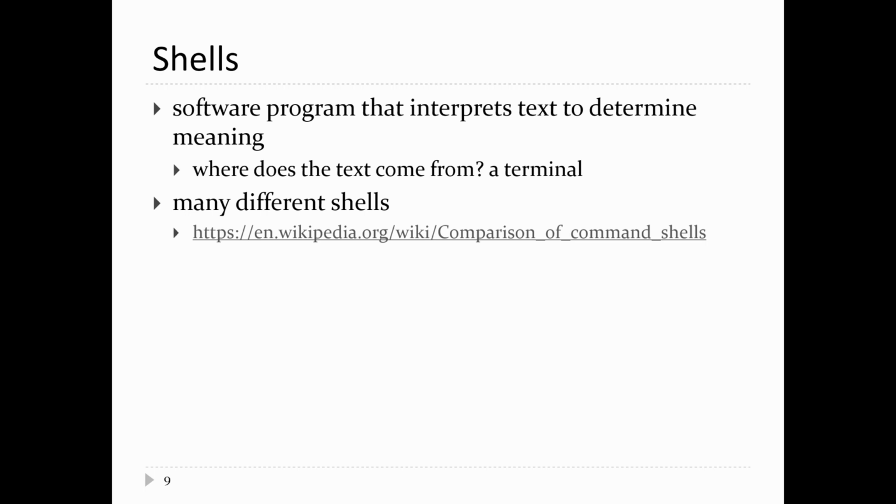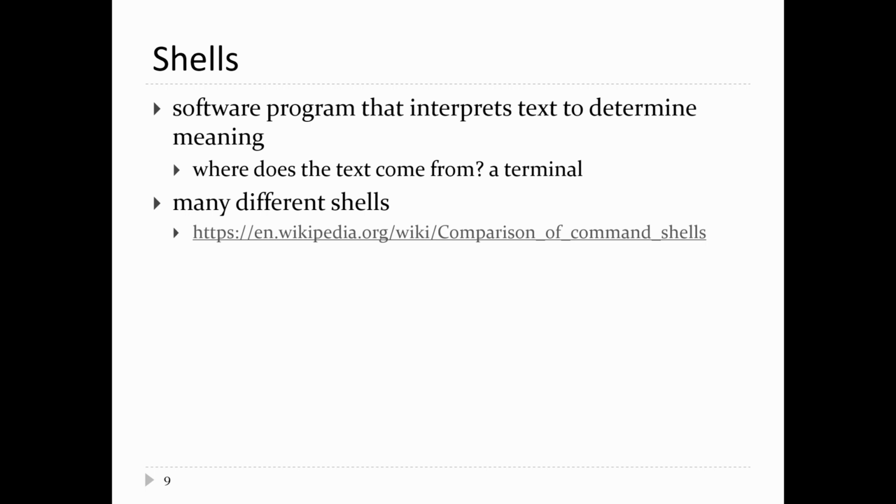So when I type something into my terminal and press enter, it's the shell that gets the terminal output, so the ls, and tries to interpret that as a command. So it interprets text. Where is the text coming from? It's coming from the terminal. And there are a whole bunch of different shells. There's a shell called sh, short for shell. The shell that we're using in the course is called bash.